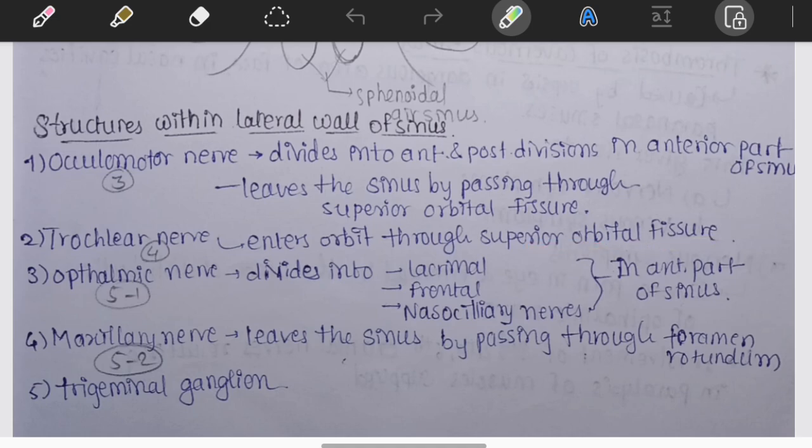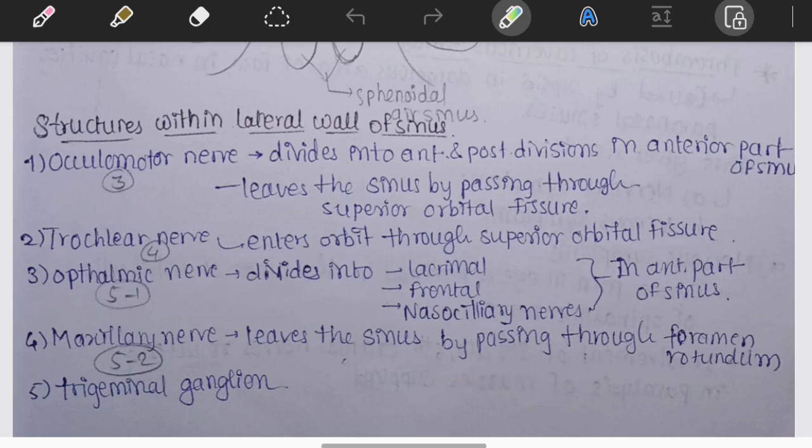Although it's a small nerve, injury causes vertical diplopia, especially while walking downstairs. Third one is the ophthalmic nerve, which divides into lacrimal, frontal and nasociliary nerves. And again it enters the orbit through the superior orbital fissure. Next one is the maxillary nerve. Finally comes the maxillary division of the trigeminal nerve, and it is also a sensory nerve.